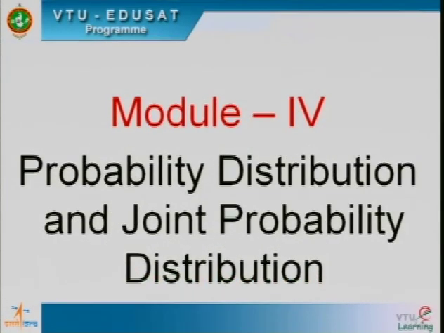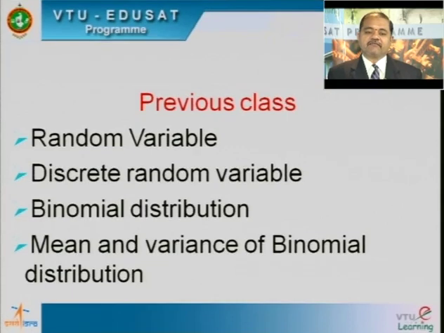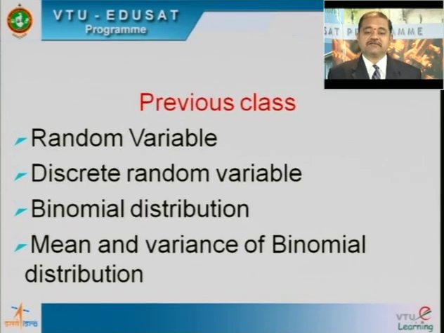So I am doing module 4 of Engineering Mathematics 4, Probability Distribution and Joint Probability Distribution. We had already 2 classes. In those 2 classes, first we defined what is meant by probability, some examples, then your syllabus starting with random variable, what is random variable, then discrete random variable, then a few problems of discrete random variable in the form of applications. Then under discrete random variable, I already told you there are 2 distributions, one is binomial distribution, another is Poisson distribution.